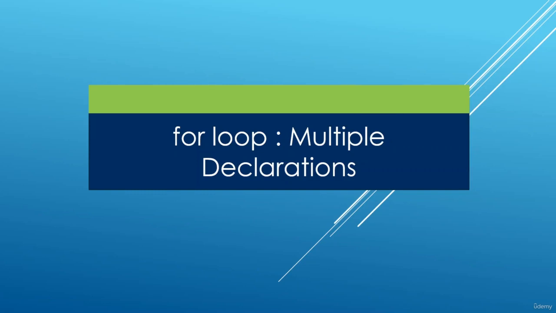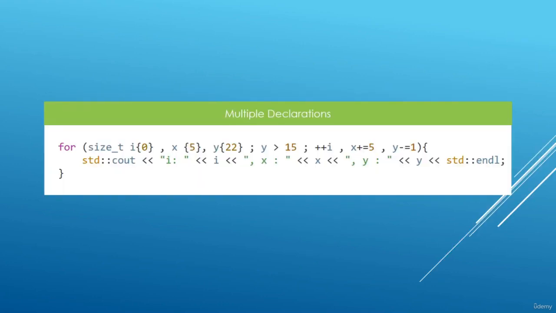In this lecture, we're going to see that we can do multiple declarations in a loop. And what do I mean by this? Well, take a look here. Here we have a for loop. There are a few things we still had in the last lecture.